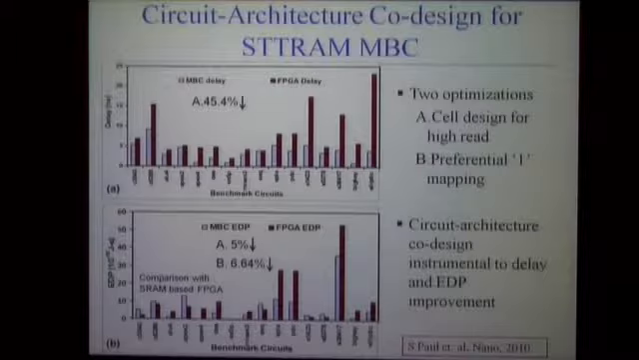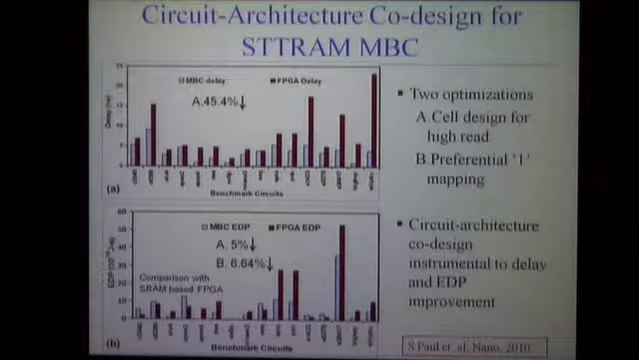So what we observe is that with the application of optimization A, that is, designing a cell for a higher read probability, the delay goes down. In fact, the delay of this memory-based computing is expected to be less than the equivalent FPGA models, irrespective of the application. But with the cell design for high read, we note a decrement of 5% in EDP by using MBC.